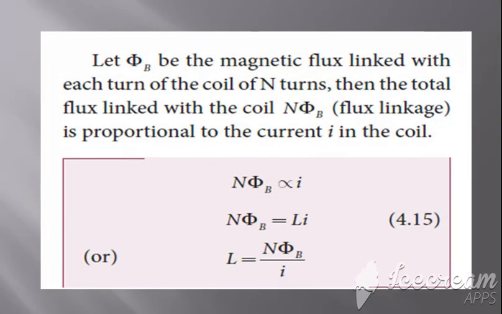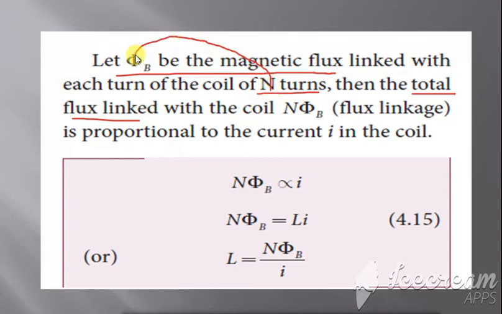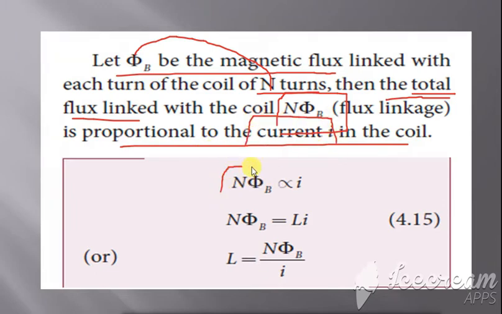Here, let us consider phi of B to be the magnetic flux, and N the number of turns. Then the total flux is equal to what? The number of turns into this flux, so we write this as N into phi. This is the total flux, and that flux is proportional to what? The current. So the total flux is proportional to the current, therefore we write N phi is proportional to I.